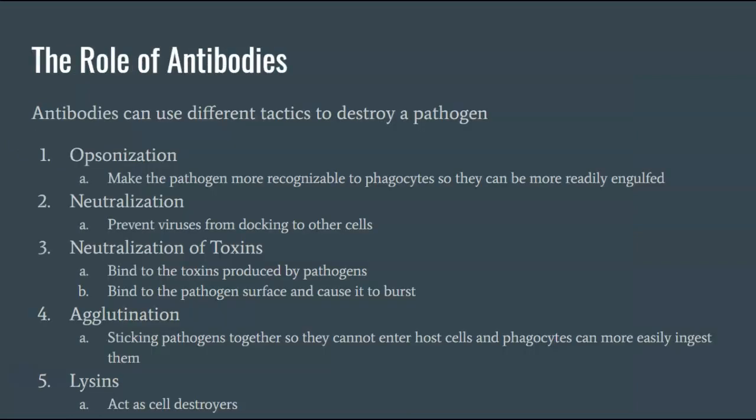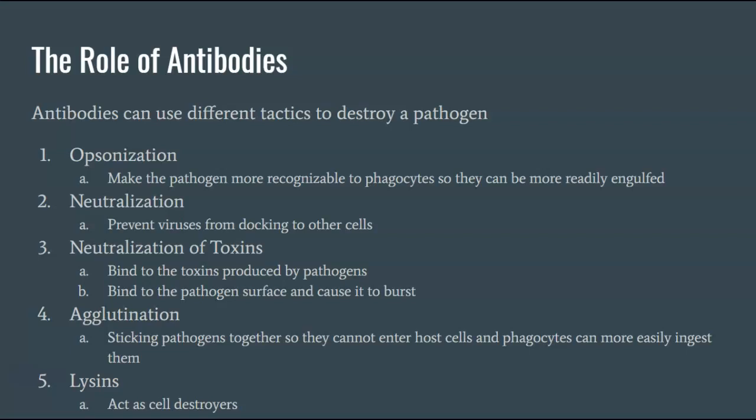Now, there are many different ways that antibodies can destroy a pathogen. I'm going to talk about 5 ways. So there's opsonization, which makes the pathogen more recognizable so it can be engulfed more readily. Neutralization, which prevents viruses from docking to other cells, right? Viruses need a host in order to reproduce. If they don't have a host, they are unable to do anything.